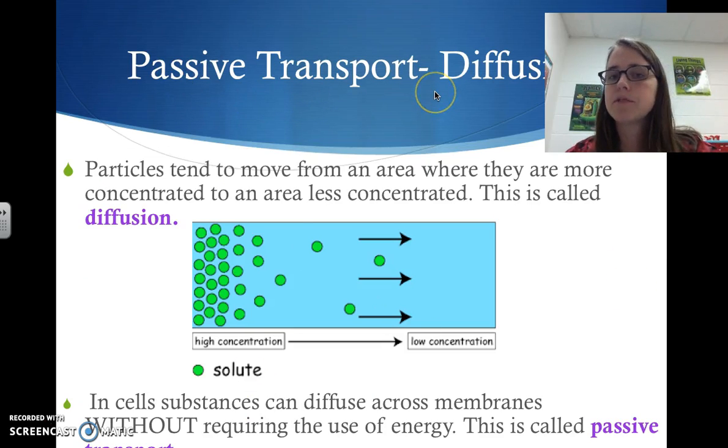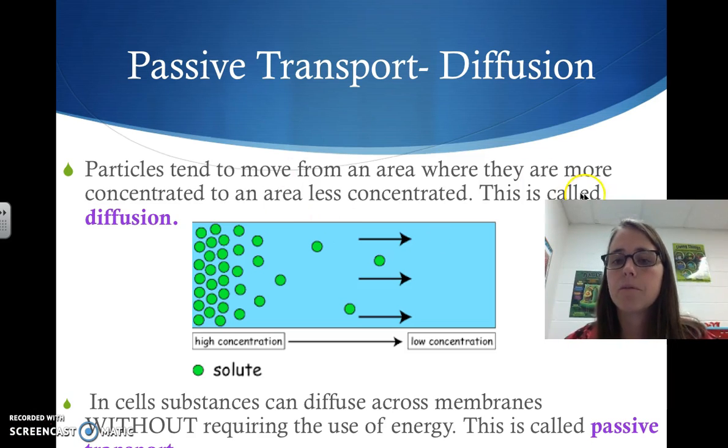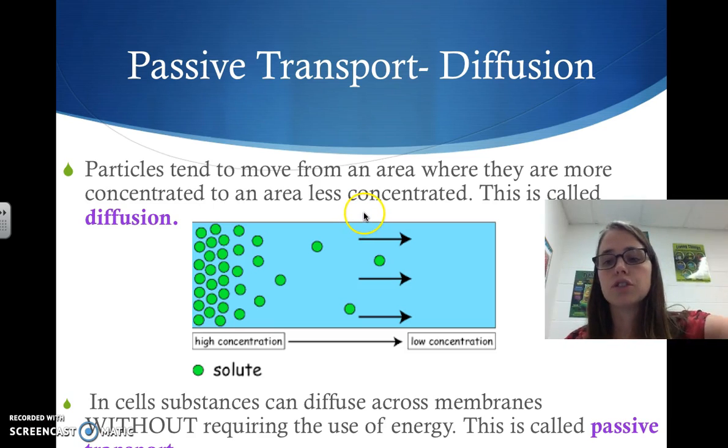Now, there are two types of transport. There's passive transport and active transport. Passive transport is done via diffusion, okay, diffusion. Diffusion is the idea that particles tend to move from an area where they are more concentrated or crowded to an area where they are less concentrated. This is called diffusion.